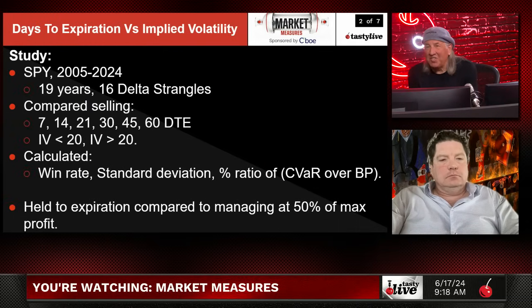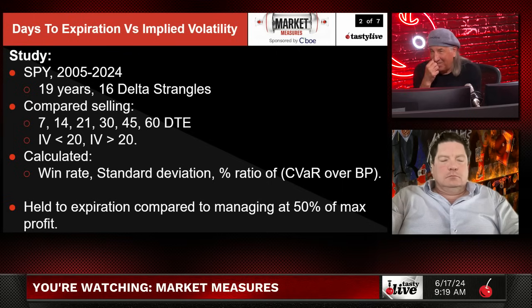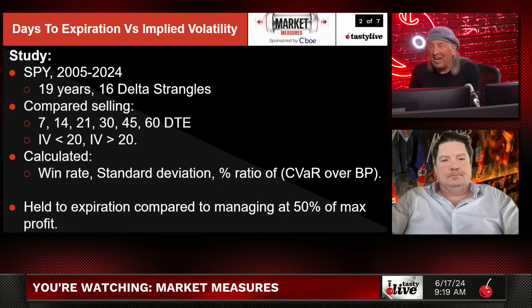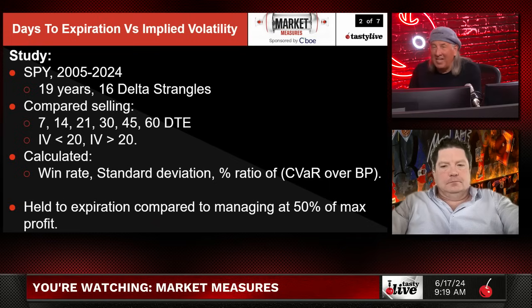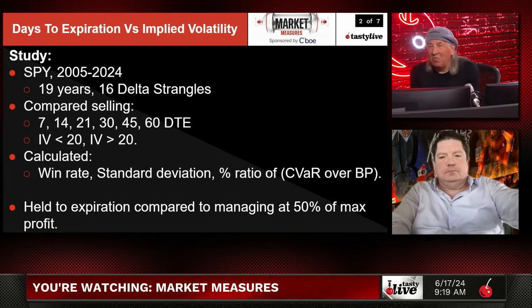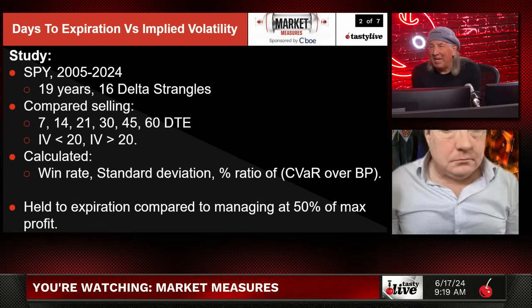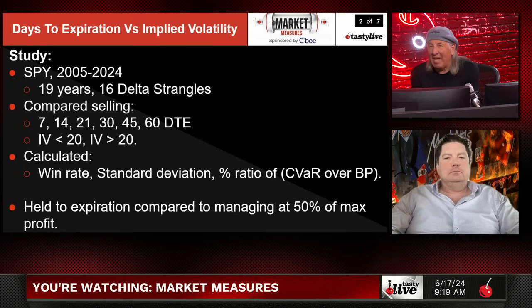So 19 years of study, 16 delta strangles. We used only the SPY for this. We compared selling 7, 14, 21, 30, 45, and 60 days. We went all the way out just to show you, because it gives us the biggest range, looking at 6 different time frames, and just so you can see how this works. Obviously you can expand that and interpolate and take it out to 75 days, 90 days, 120 days, whatever you want. We calculated the win rate, the standard deviation, and the percent ratio of CVAR over buying power. We held to expiration and compared to managing at 50% of our max profit.